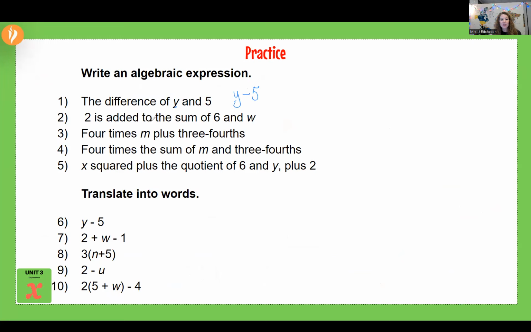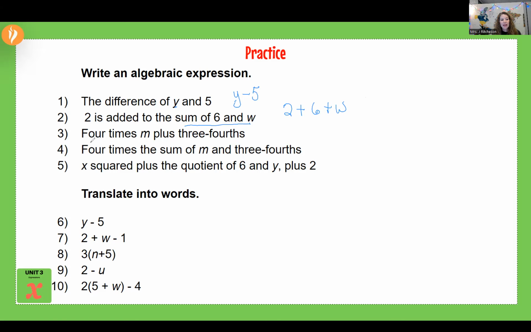2 is added to the sum of 6 and w. Well, that looks like 6 plus w. Now this is all adding, so if you rearranged any of these, it would technically still be correct. But like I said, we're practicing writing these exactly right.